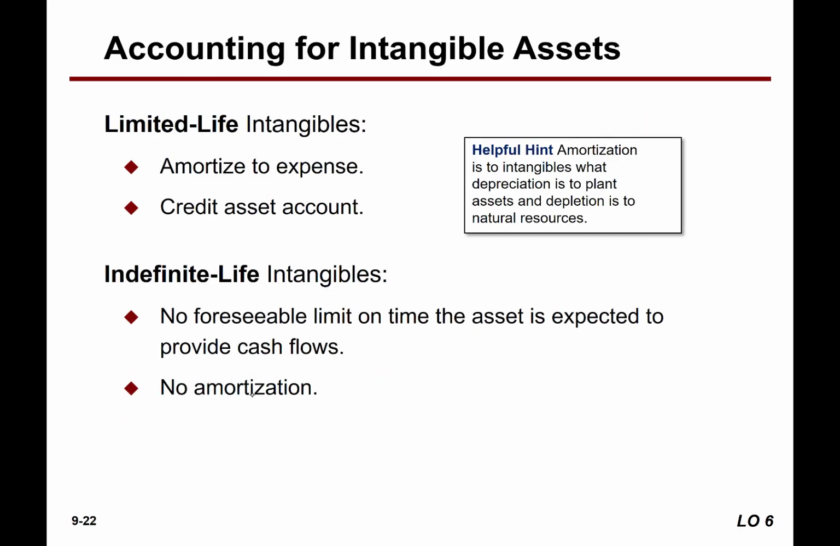Now when we look at our intangibles, we can have a limited life, which means we have to amortize them. You could have an indefinite life intangible. Classic example of an indefinite life intangible is goodwill. Goodwill, who knows how long it's going to go on, right? Could go on forever. So you would not depreciate, or I should say amortize, goodwill.